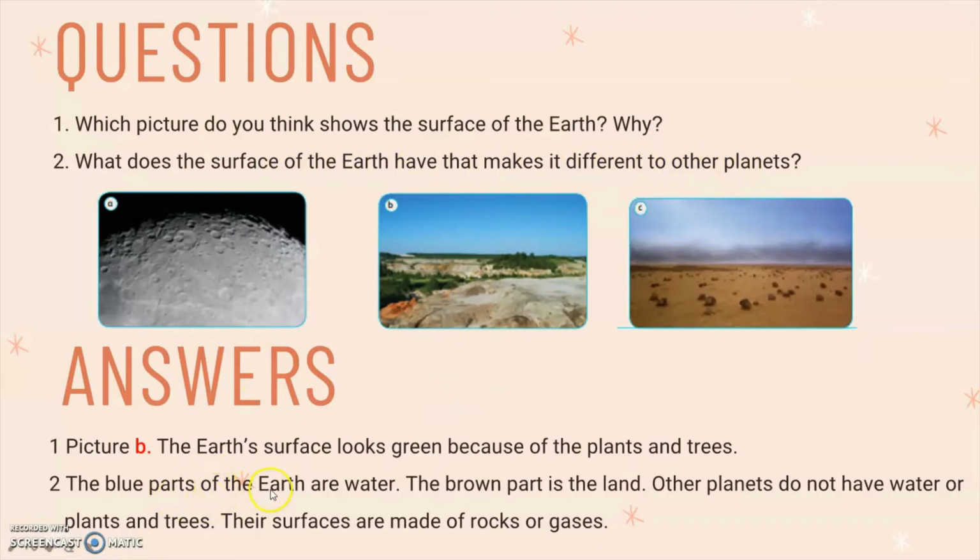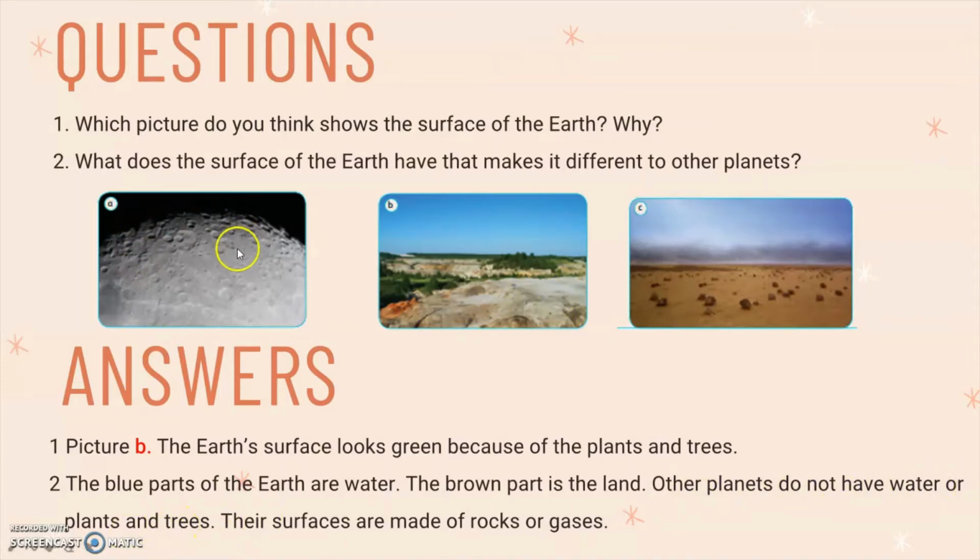Yeah, the blue parts of the Earth are water. Now look at this. Green plants and trees, and maybe the blue one is sky or water. The brown part is the land. Other planets do not have water or plants and trees.